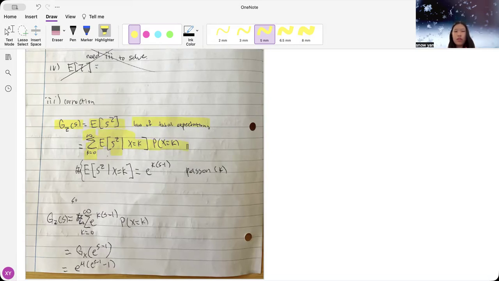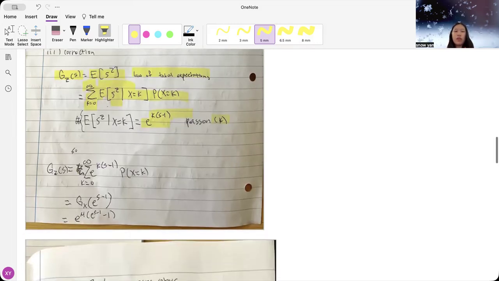And then what I can do, this is basically applying the law of total expectations. I know already that S of z conditional on x equal to k follows the Poisson distribution with parameter k. This was already given to me, so I can use this fact that I got earlier. This is the generating function, so this would be my expected value.